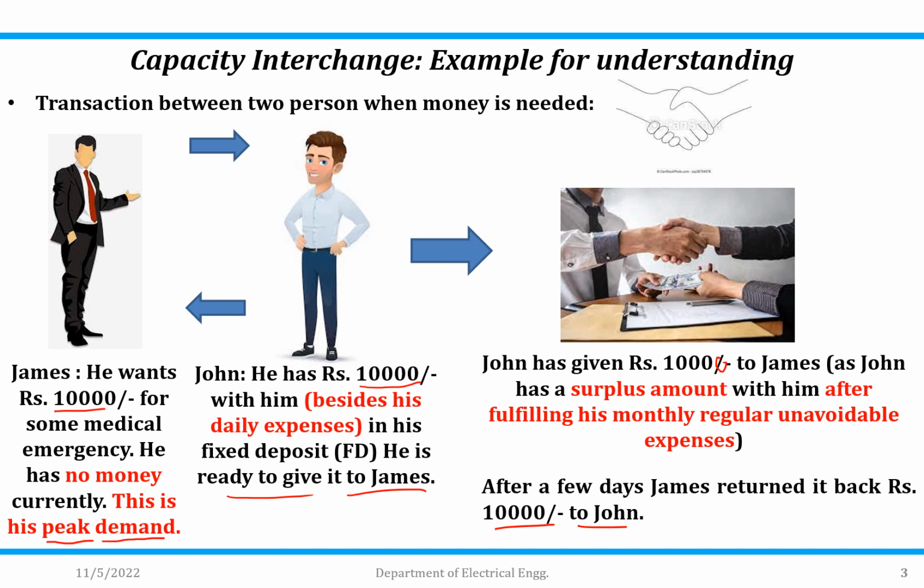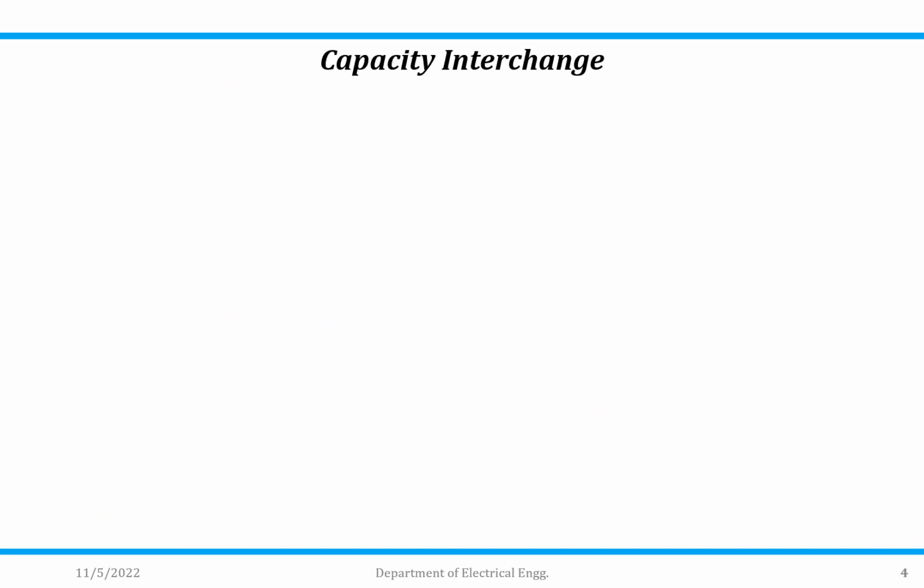Such kind of transaction is nothing but what? It is capacity interchange. Why is it called capacity interchange? Whether another utility has the capacity to provide surplus power whenever the demanding utility reaches its peak demand. So let's discuss in detail.